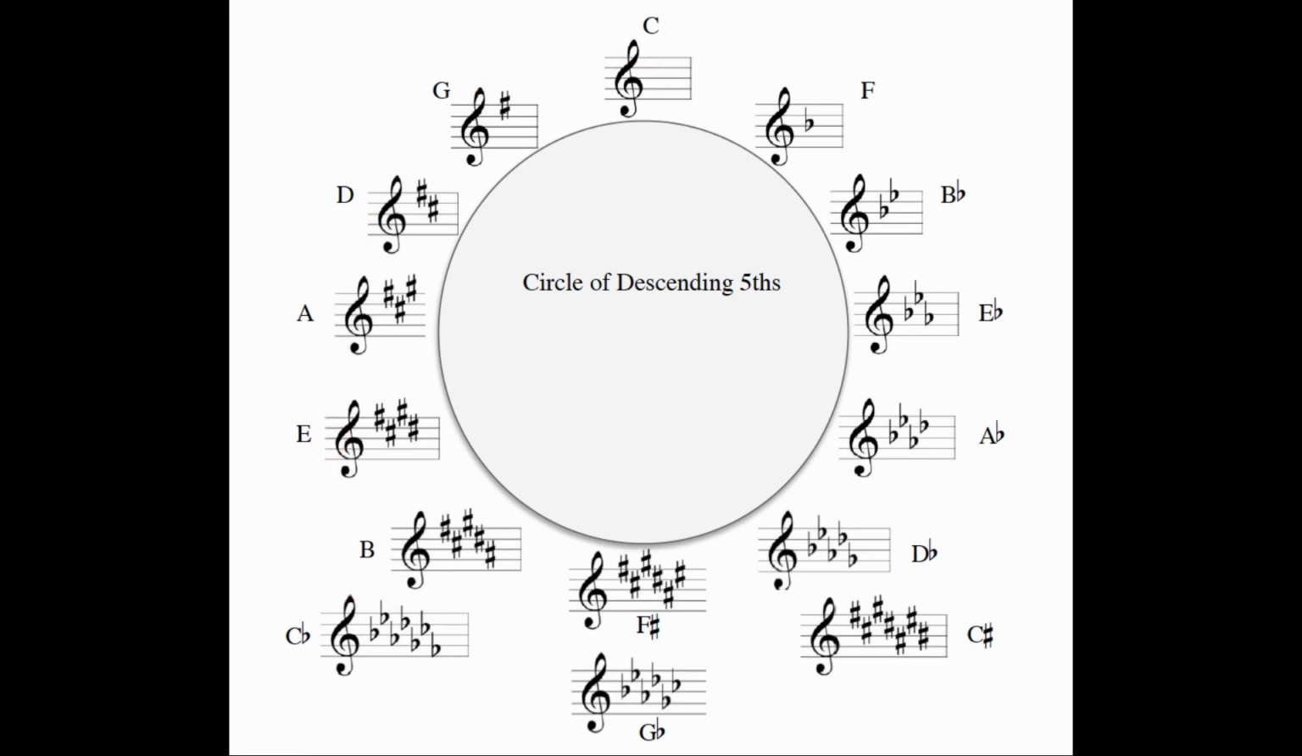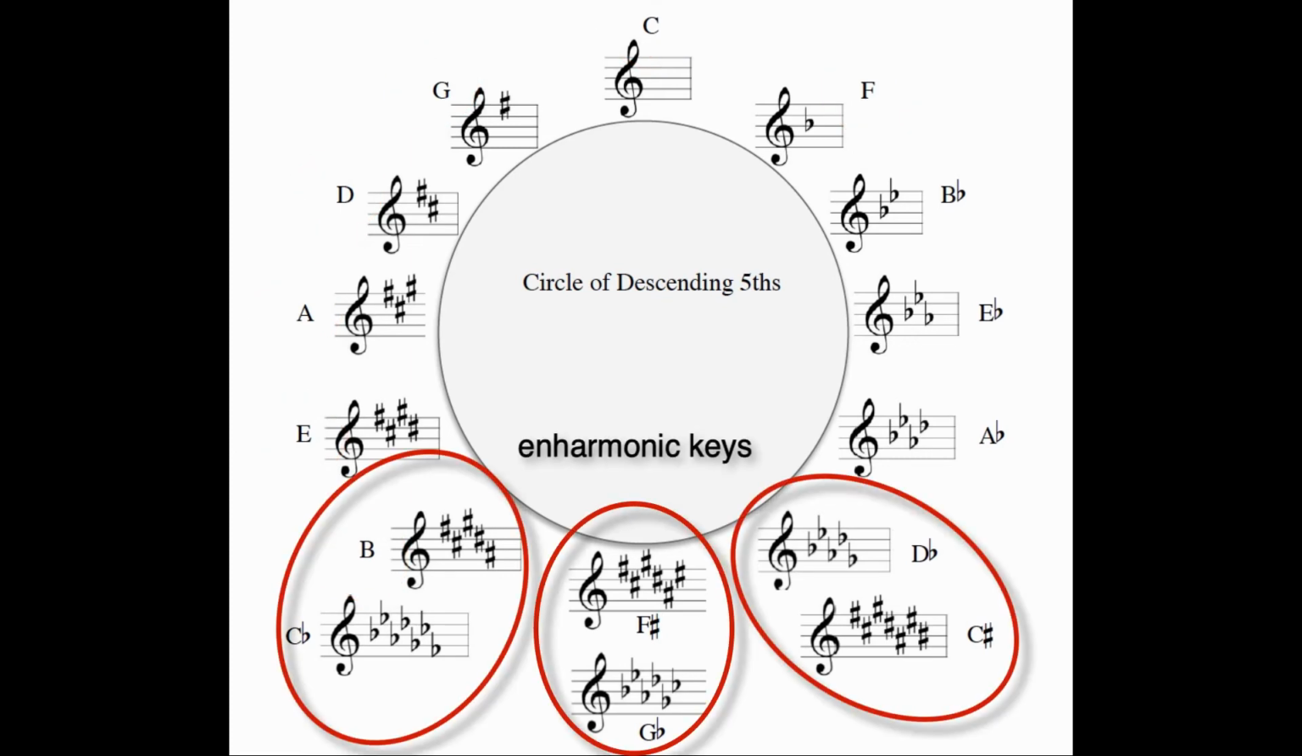Now, the key signatures at the bottom of the circle are called enharmonic keys because the pitches for those pairs of keys sound identical, but they can be written as either flats or sharps.